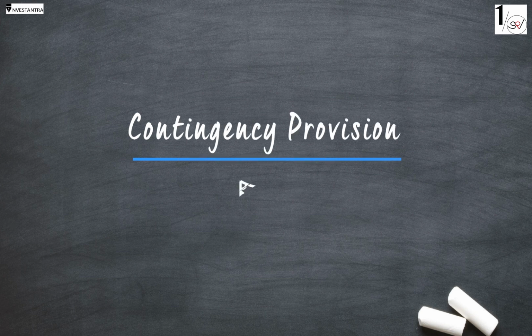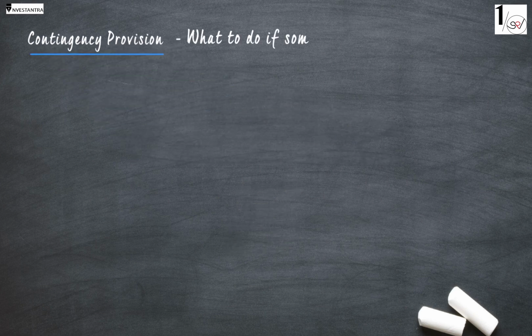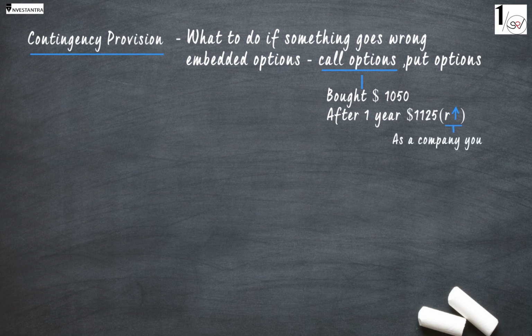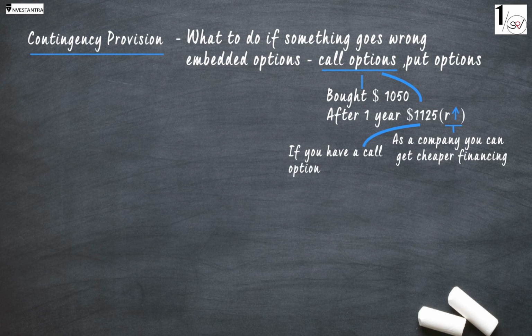What's a contingency provision? So contingency provision is what to do if something goes wrong. Something called embedded options. Call options or put options. Let's say you bought a bond for 1,050. After 1 year, the value of this bond is 1,125. If the market interest rates have dropped, as a company, you can get cheaper financing, correct? If you have a call provision, if you have a call option embedded, you can call the bond. What does that mean? That means you can retire the bond.